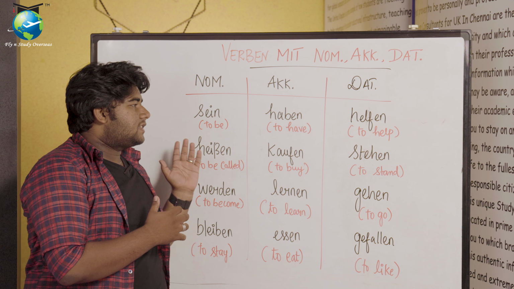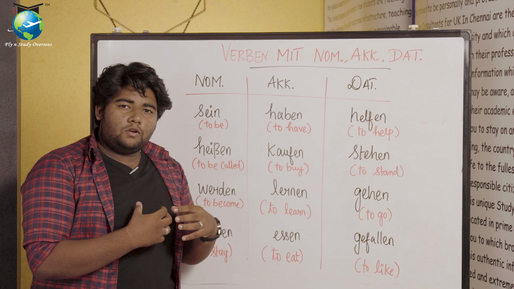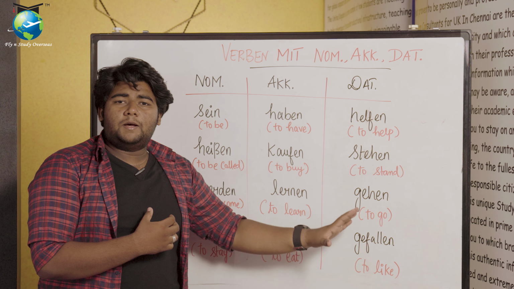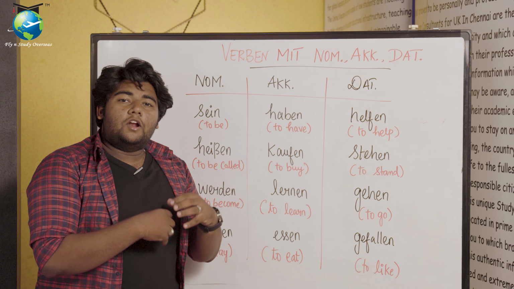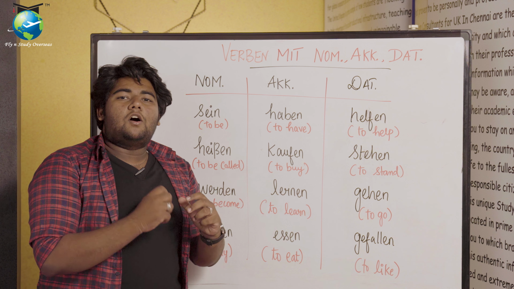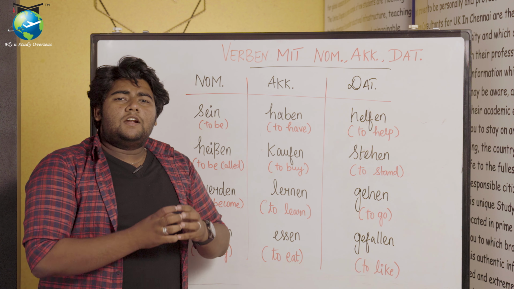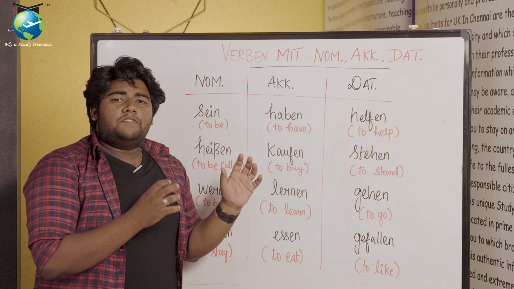So I gave you some examples for nominative, accusative and dative. As I told you already, if these verbs come in a sentence, then you are going to categorize them, identify them and use those grammars accordingly. And now I am going to show some example sentences where you can use these verbs with those cases.